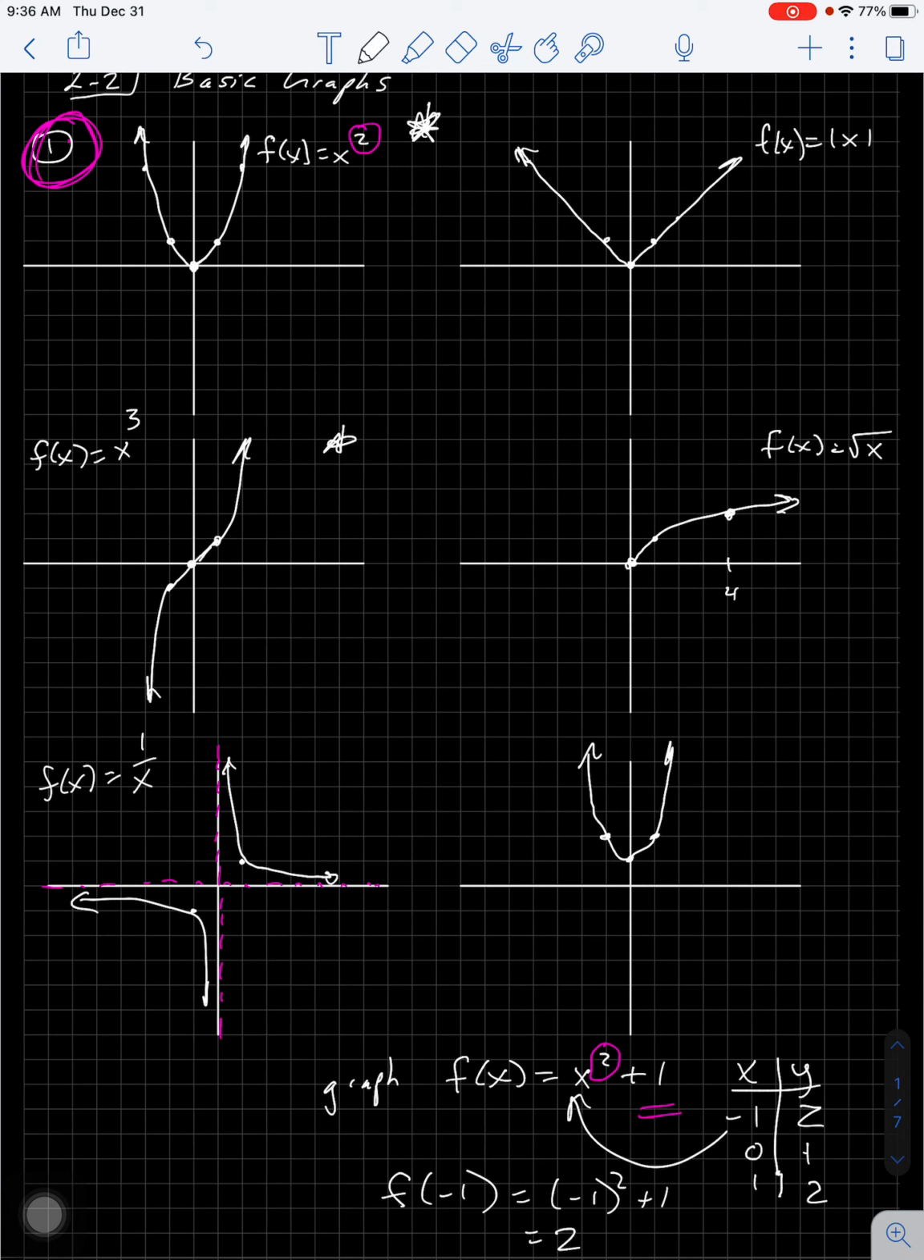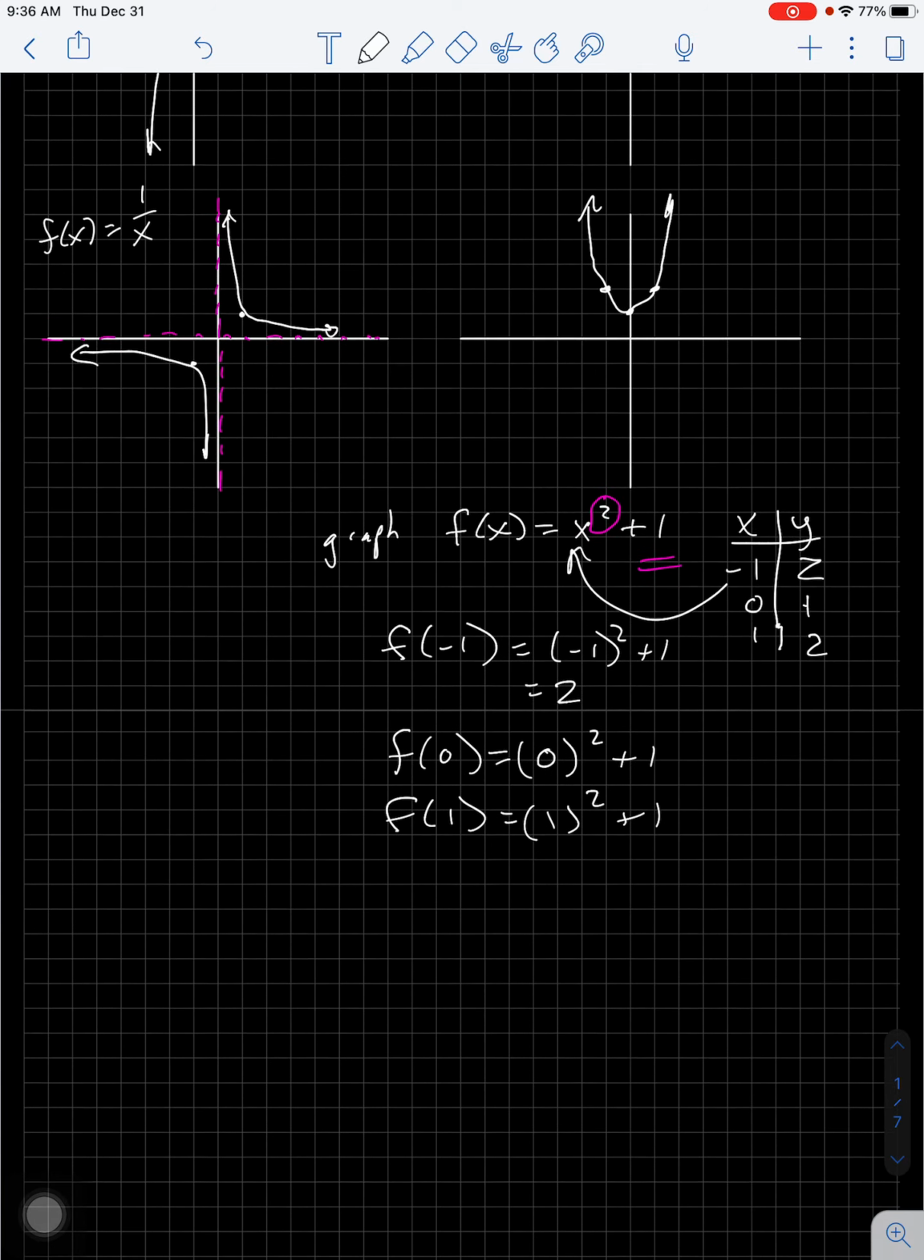All right, next we are going to look at functions called piecewise functions.